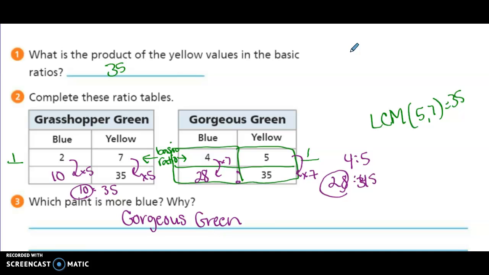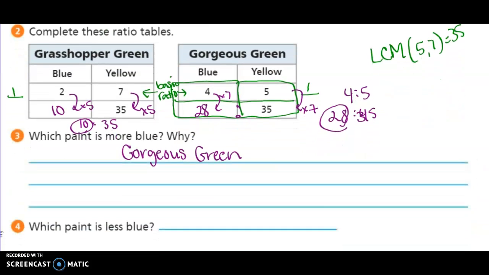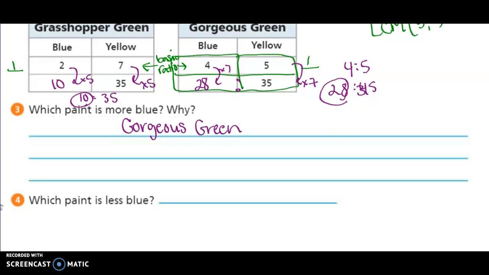Same thing when you're comparing ratios. If you want to find which one has more or less of the other parts, you find a common multiple of the part, so you can compare the others. Is there any more on this page that I can help you with before you go? Which paint is less blue? Well, by process of elimination, that leaves us with grasshopper green.